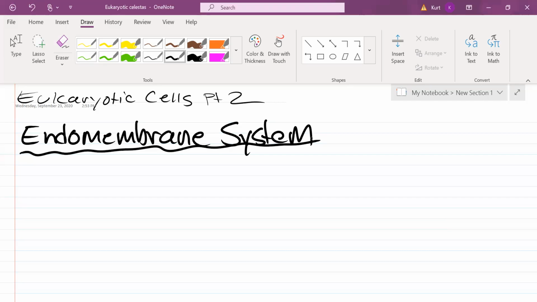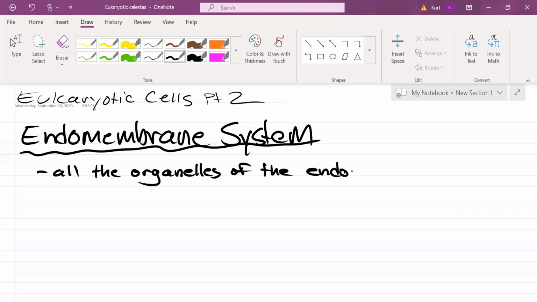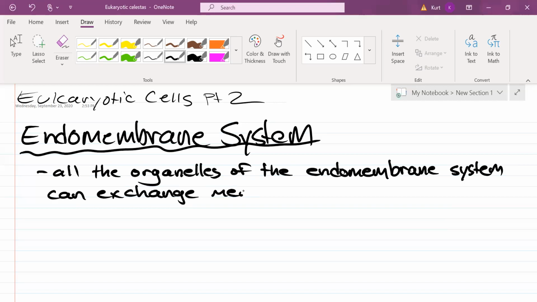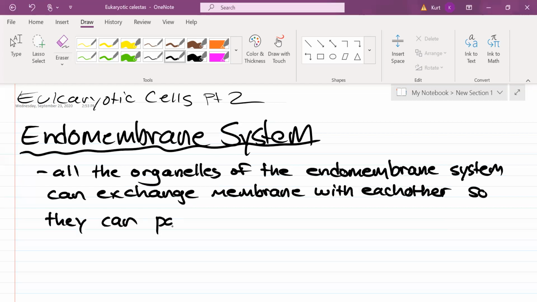First off, what is the endomembrane system? All the organelles of the endomembrane system can exchange membrane with each other so they can pass on macromolecules.